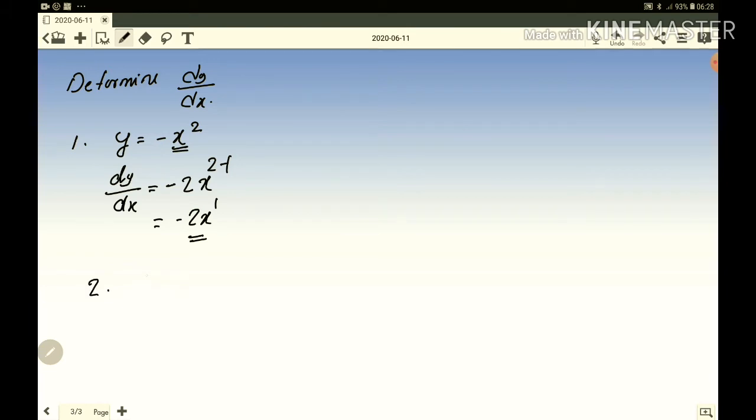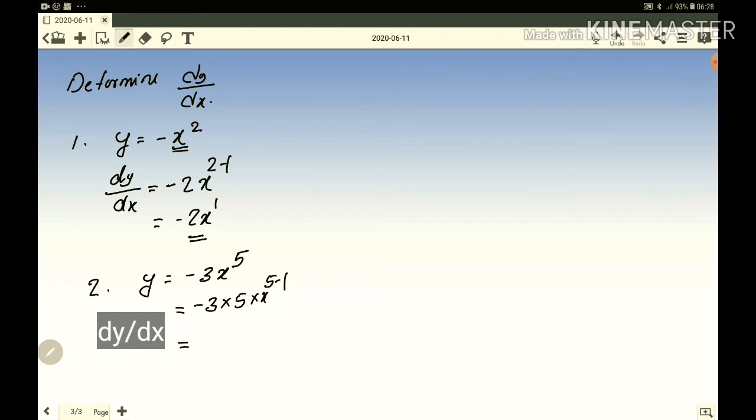That is 2y is equal to minus 3x to the power 5. Just think what will be the answer. Yes, I know you got it. Minus 3 times 5 times x to the power 5 minus 1. Right? So we are done with the differentiation. Then simplify. Minus 3 times 5 is minus 15 x to the power 4. Do you see that one? So we are done with the differentiation. So this is the general way of differentiation.